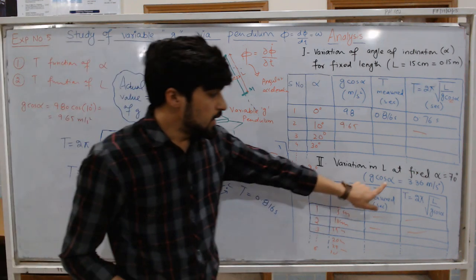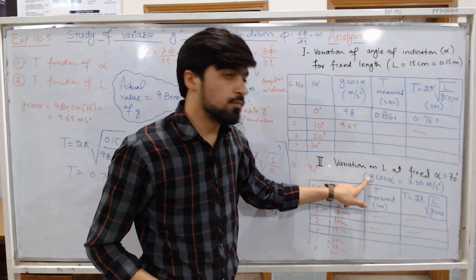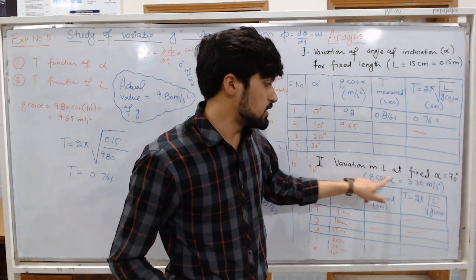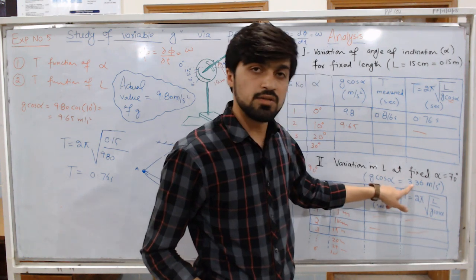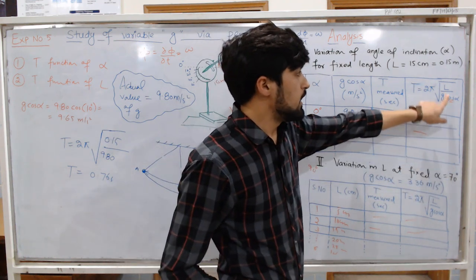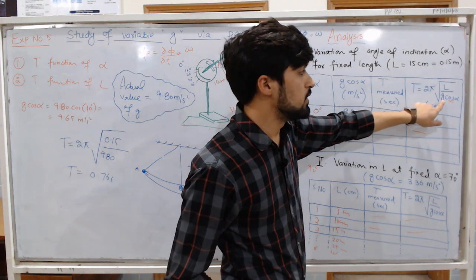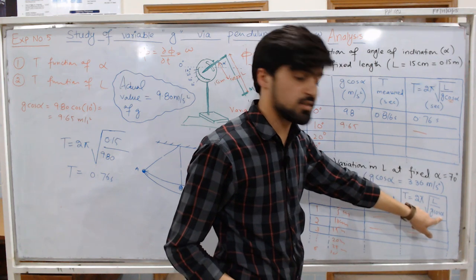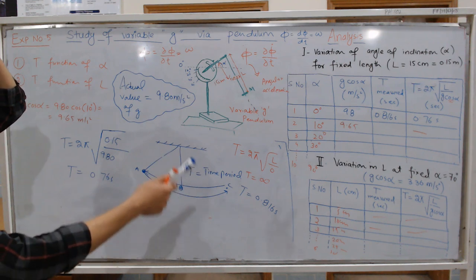Now you know the value of alpha is fixed at 70 degrees. The g is 9.80. I have already calculated g cos alpha to be 3.36 meter per second square. In this case, your g cos alpha is fixed at 3.36 meter per second square because alpha is fixed. In the earlier case, L was fixed at 0.15 meter, but this value was changing because alpha was changing. In this case, length is changing, but alpha is constant. So these are the two objectives of this experiment.